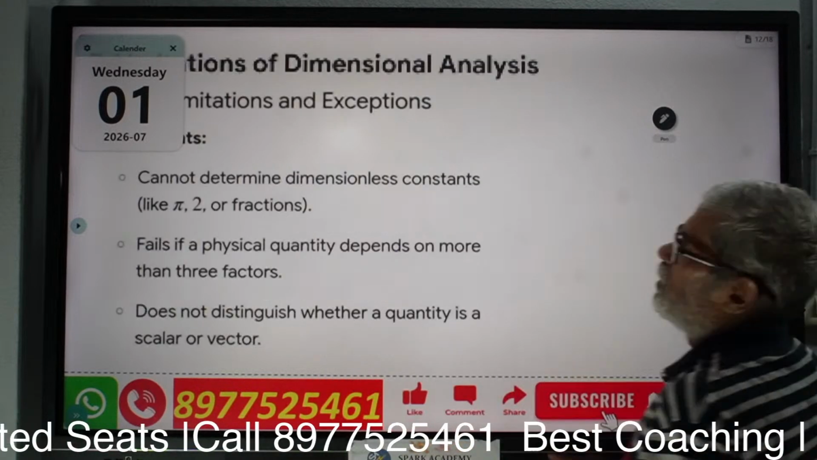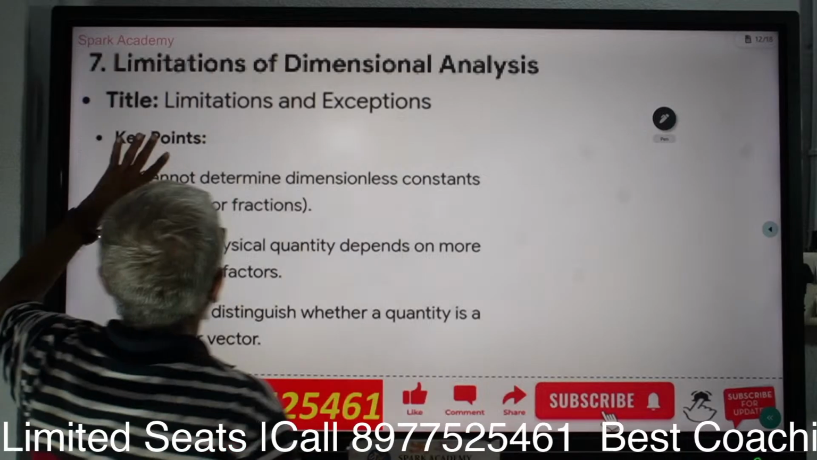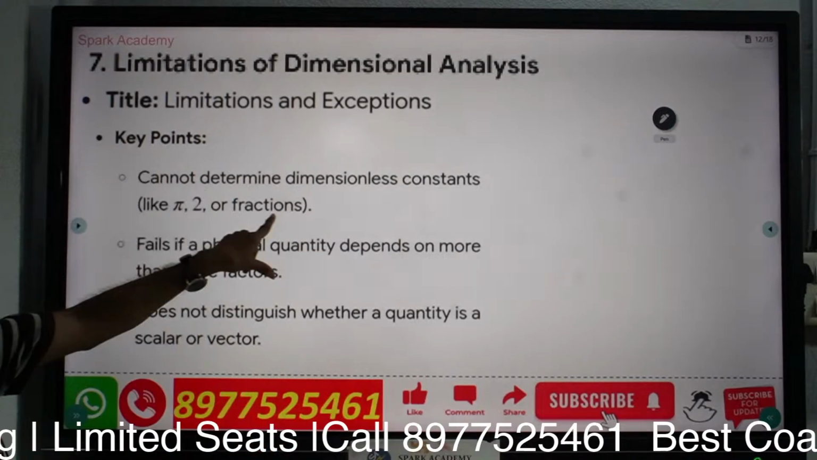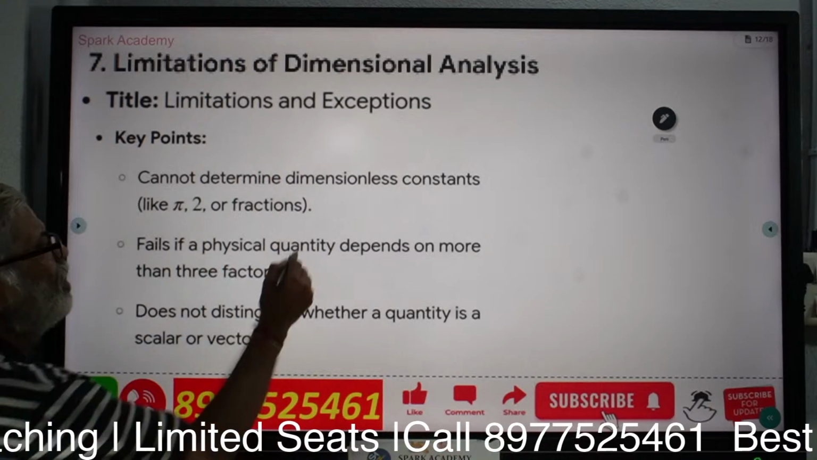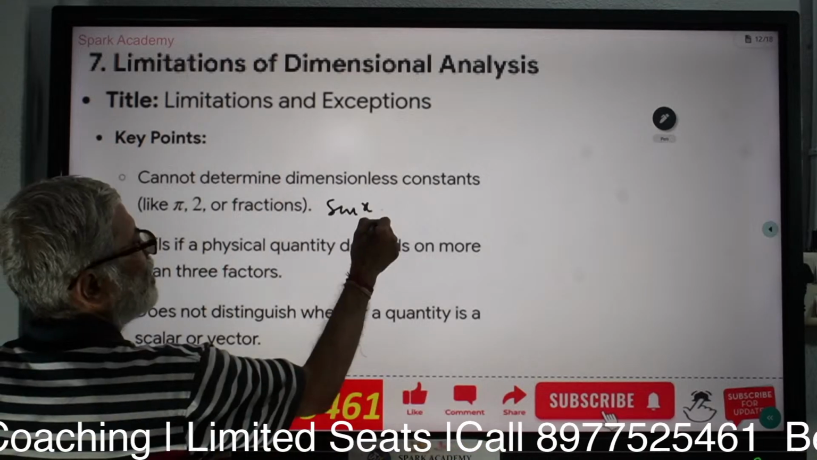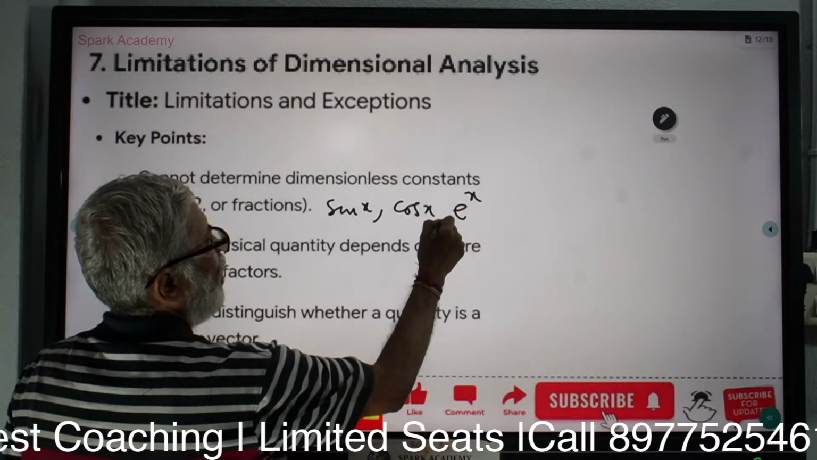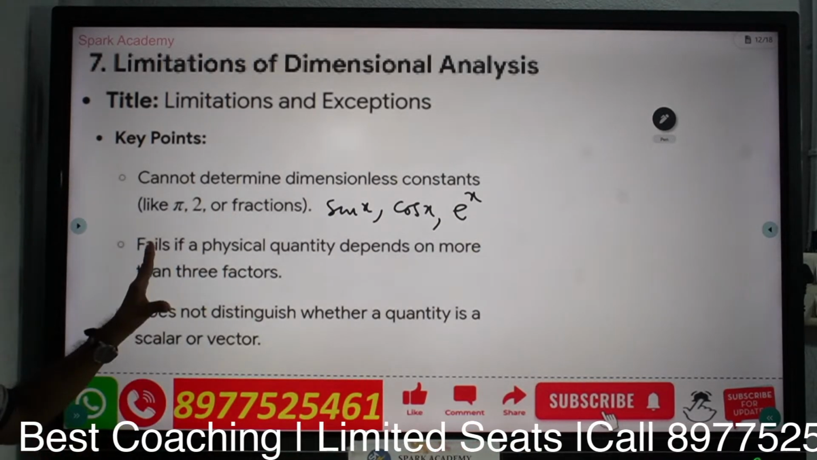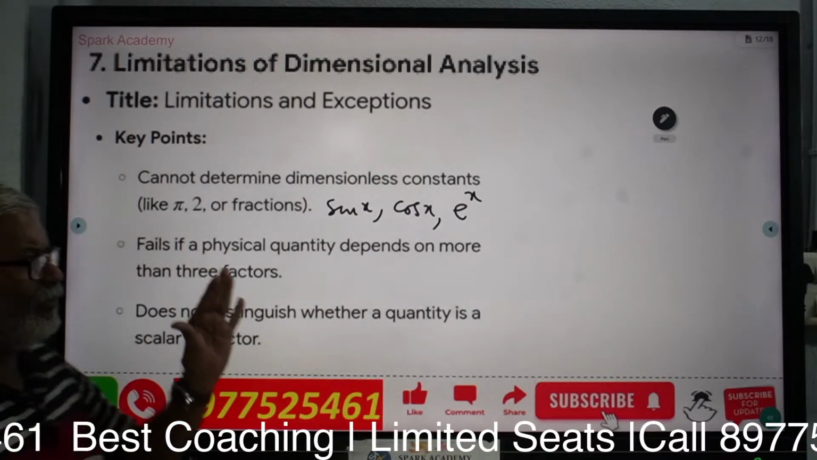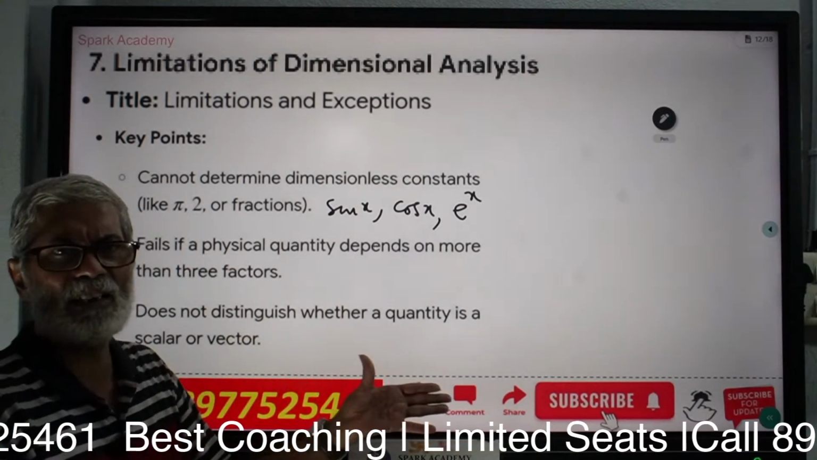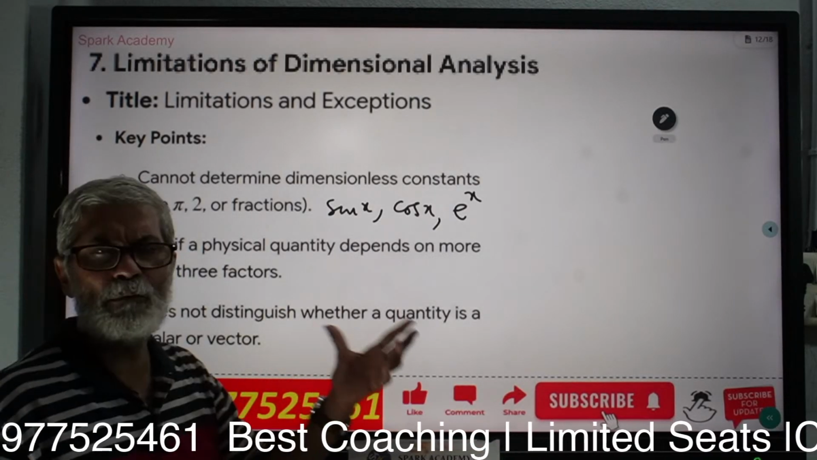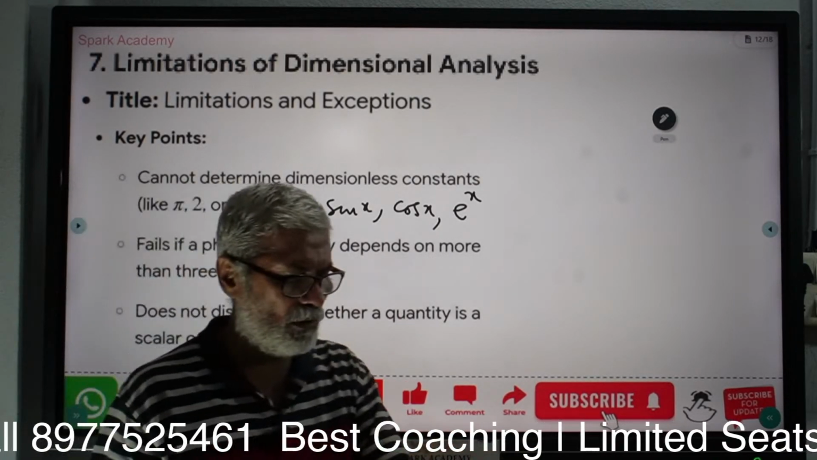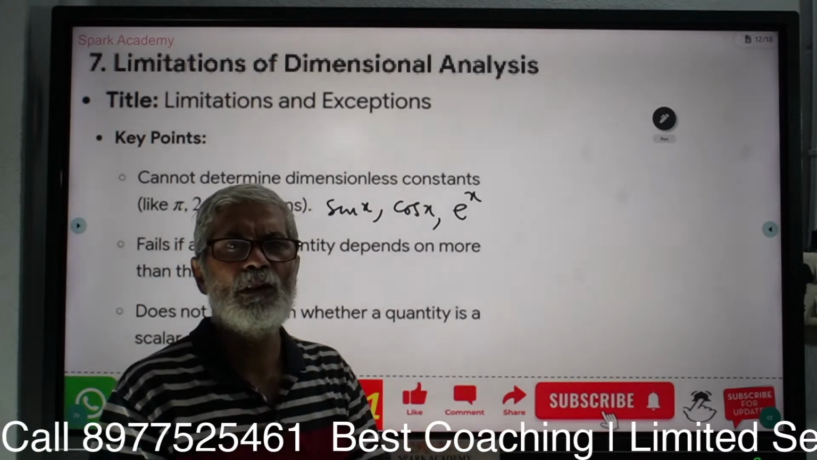Okay. So now there are some drawbacks. The drawback is that for any constant, you cannot have dimension. Pi, 2, sin x, cos x, e power x, all these have no dimension. And if the physical quantity's formula has too many factors, sometimes dimensional analysis fails. And dimension does not distinguish vector quantity from scalar quantity.